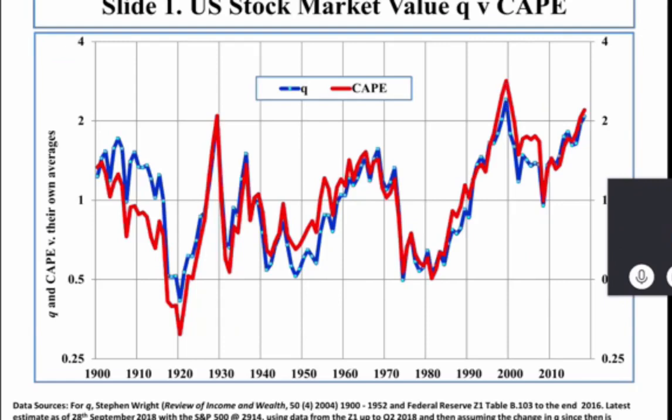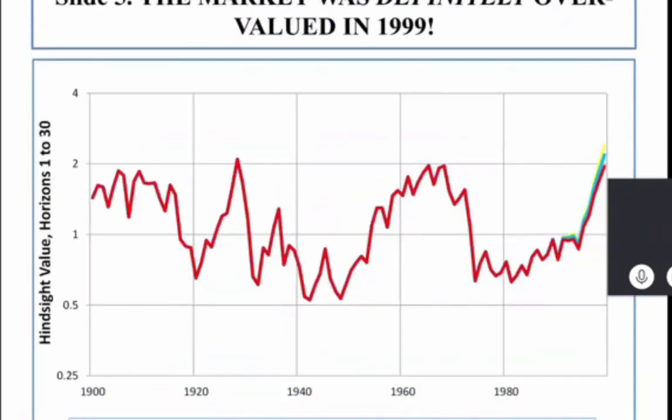So I think we can say that CAPE and Q were sending the right signals in 1999, but they were overdoing it. And we know that the price dividend ratio, the dividend yield, would have said that the market was 4 times overvalued, which was just completely out of range. So with the benefit of hindsight, we've got a little bit of a test of the recent forecasting power of Q and the P multiple.